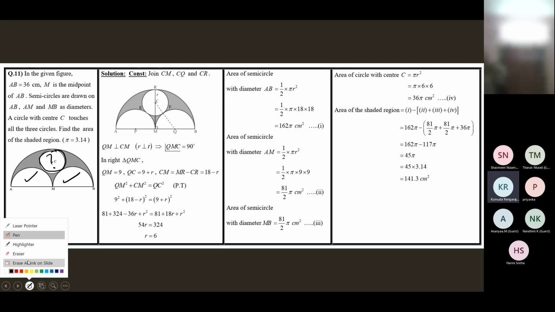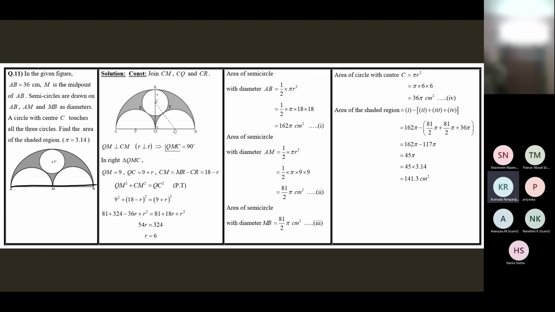I repeat, this whole thing is 36, so the radius is 18. For this semicircle, the diameter is 18, so the radius will be 9. Here also the radius will be 9. So for all the semicircles, we have the radius, but for the circle, we do not know the radius. So we have to find the radius of this circle.